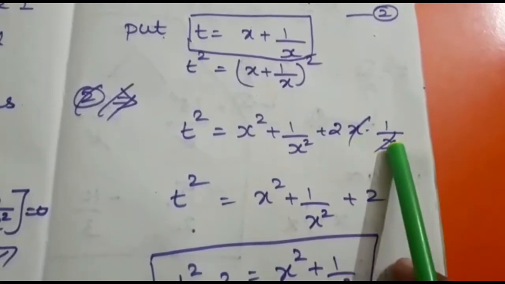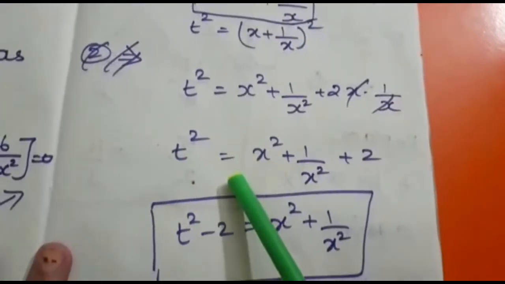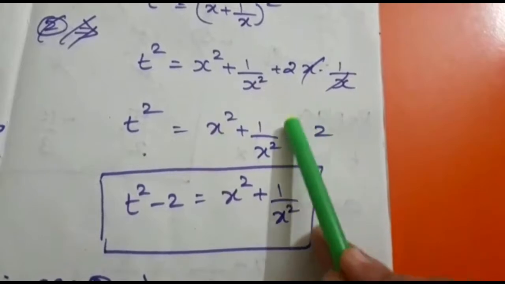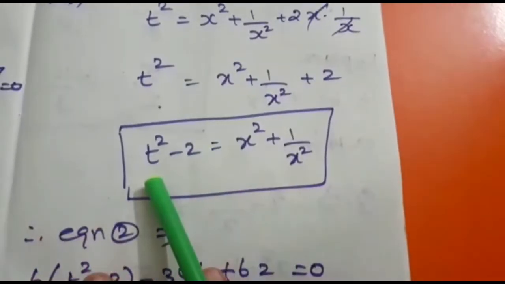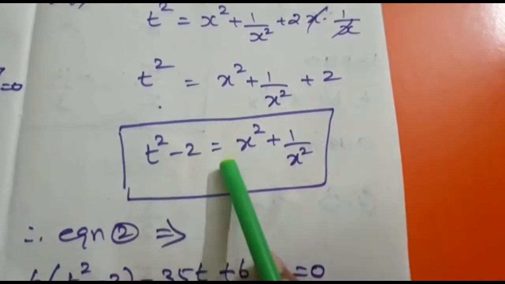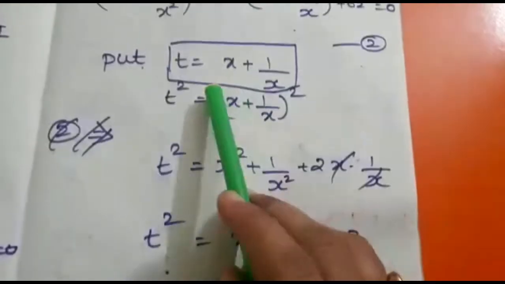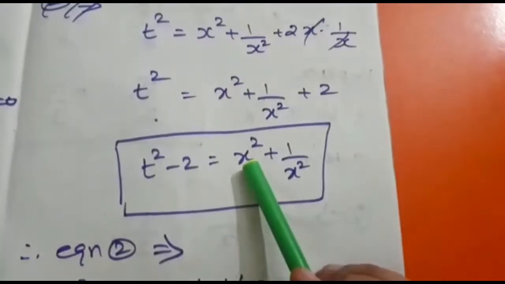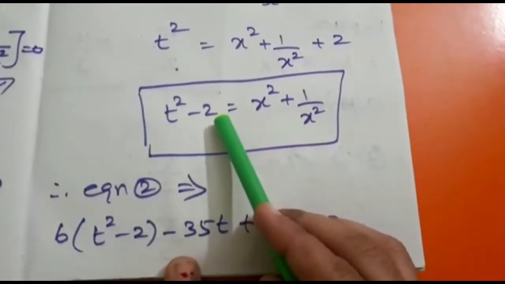In the place of b you have 1 by x. This x and x will be cancelled. So t square is equal to x square plus 1 by x square plus 2. So this plus 2 I am going to take to that side. That will be minus 2. So t square minus 2 is equal to x square plus 1 by x square. So t should be replaced by x plus 1 by x. Then x square plus 1 by x square can be replaced by t square minus 2.